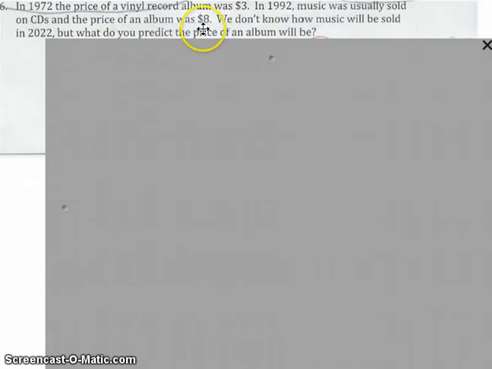So in 1972, if year is x, price is y. So in year 0, y is 3. So 0, 3 is one of your points. Remember, 1992 is 20. So 20, 8 is another one of your points. And now you're trying to figure out what the y value is going to be when x is 50.